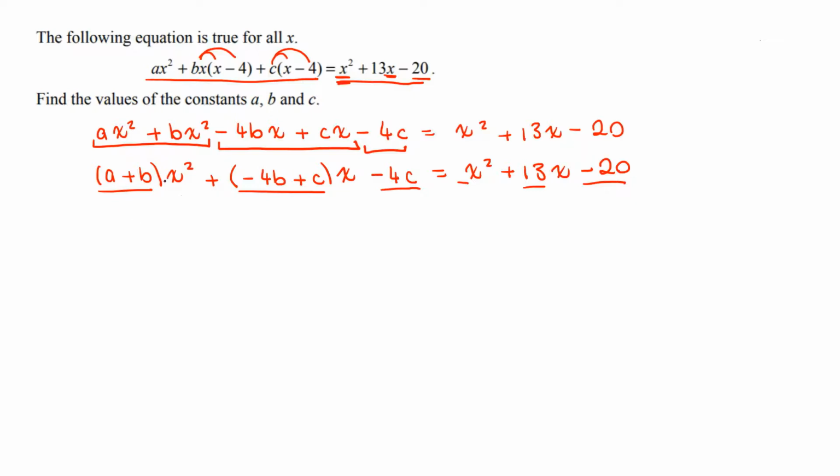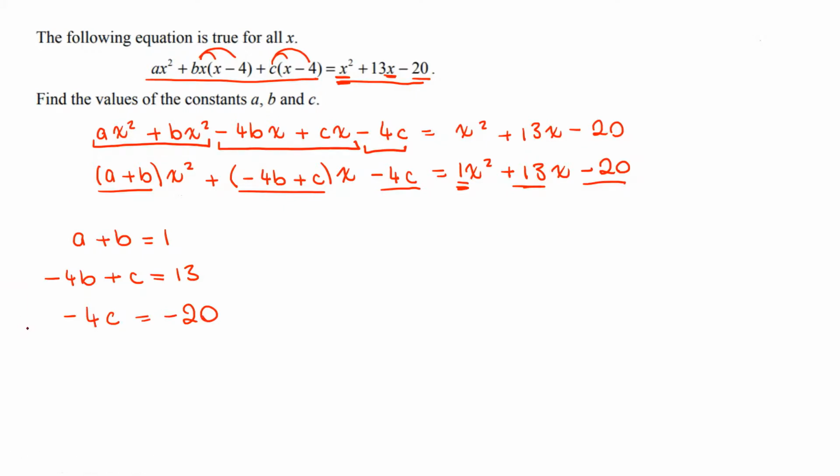So looking at this, we can get the coefficient in front of the x squared. That's going to be a plus b, and that must be equal to the coefficient on the other side, which is just 1. So now we know a plus b is equal to 1. If we look at the coefficient in front of the x on the left-hand side, we get minus 4b plus c, and that must be equal to 13, which is the coefficient on the right-hand side. And then finally, when we look at both the normal numbers, we get minus 4c is equal to minus 20. And it's our job, guys, to find a, b, and c.